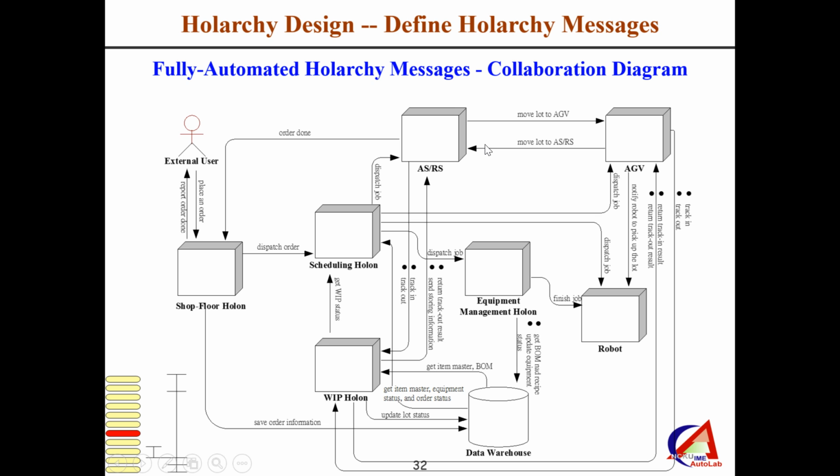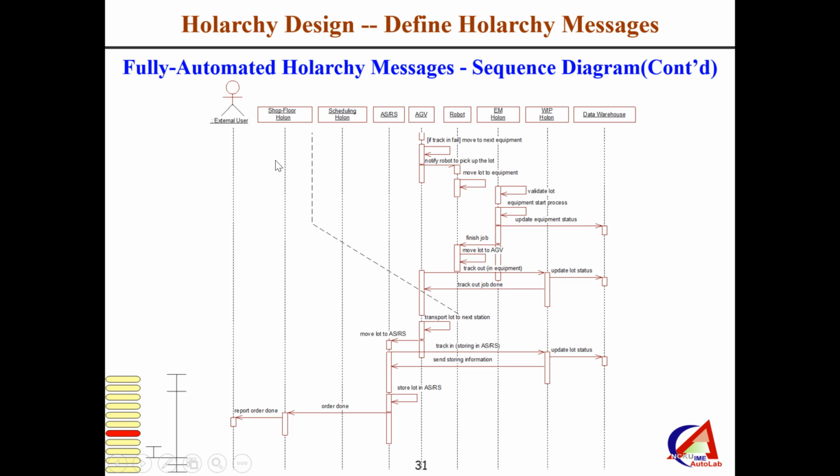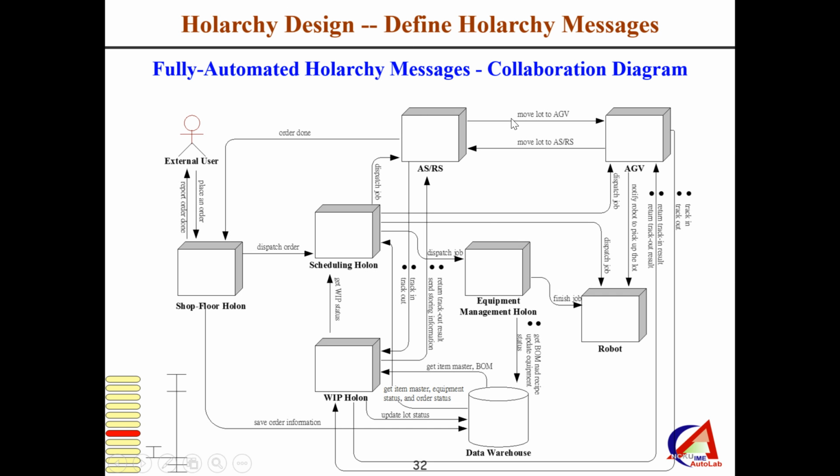So you see, we have these objects, for example, shop floor Holonic, scheduling Holonic, ASRS, etc. Rows 1, 2, 3, 4, 5, 6, 7, 8 are shown here. Those 8 objects are shown here. But you see, all of the messages, IOs are shown, all messages are shown here.